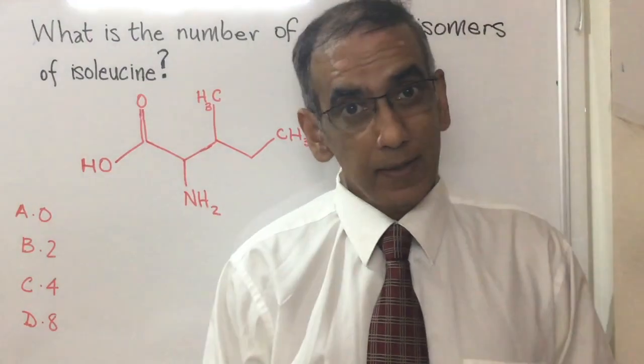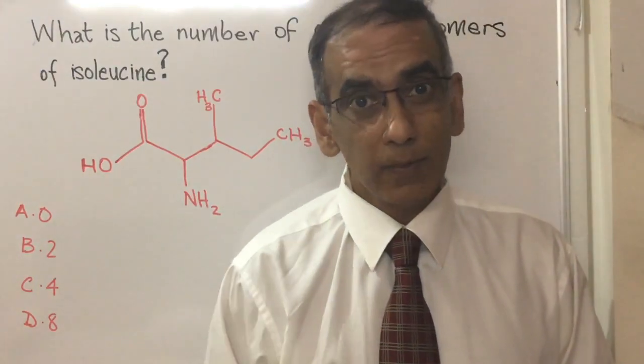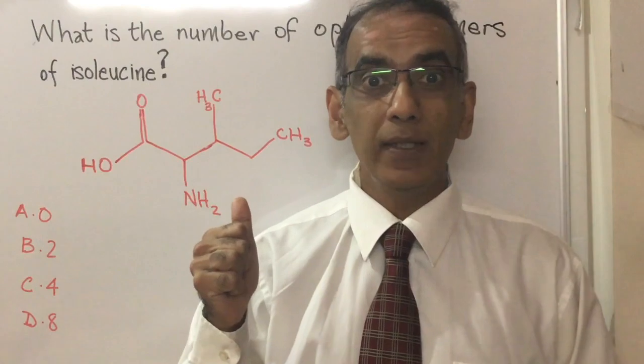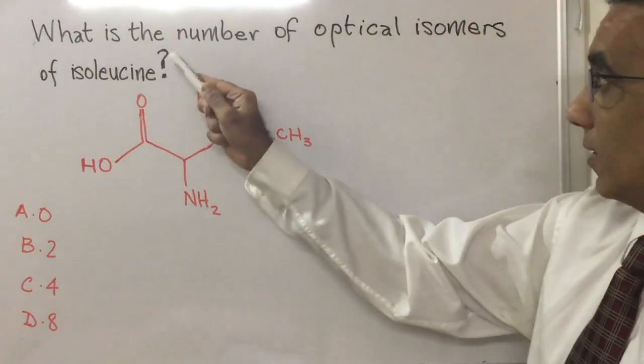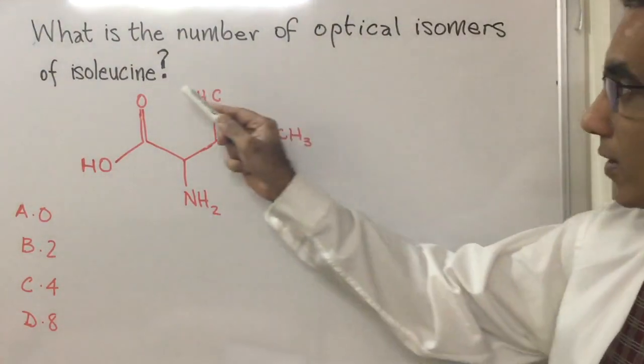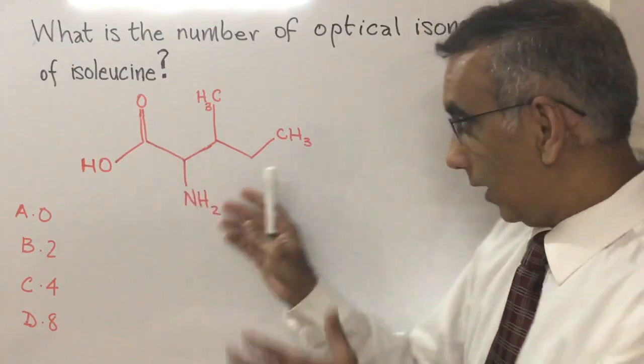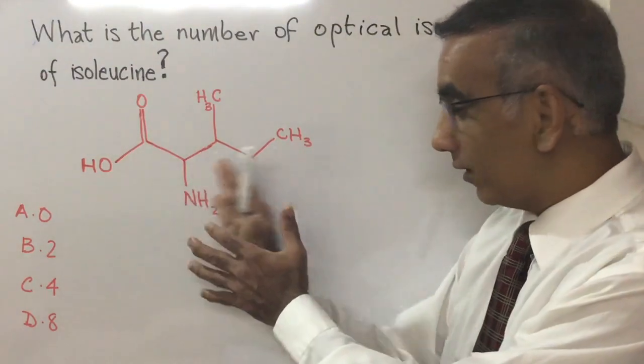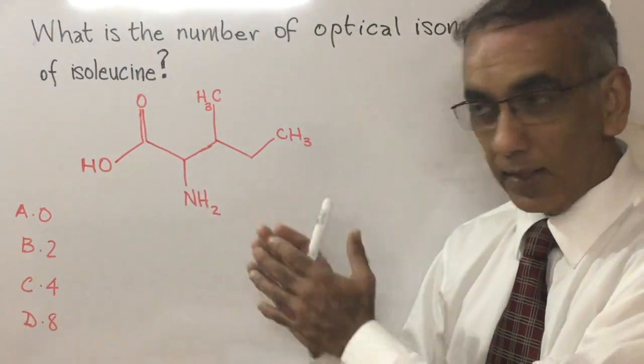Hello and welcome again as we consider yet another multiple choice question for IB chemistry. What is the number of optical isomers of isoleucine? And here you have a skeletal formula for isoleucine.